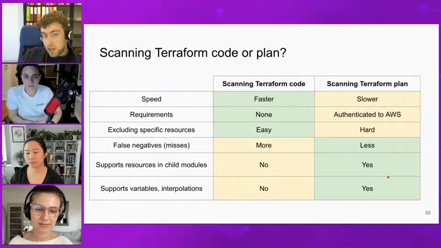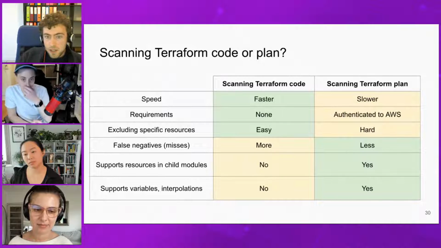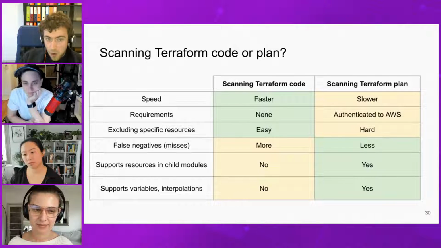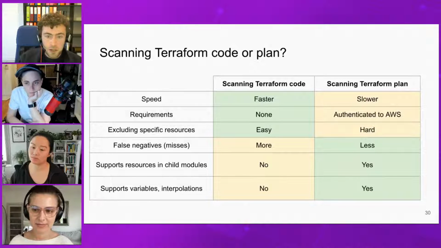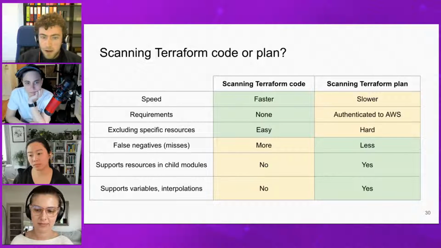Summing up, do we want to scan the Terraform code or the plan? Well, obviously, it depends, as always. Scanning the Terraform code is going to be faster. We don't have to be connected to AWS. We don't even need an internet connection. But scanning the Terraform plan will allow us to detect more things that we couldn't have because of interpolations and because of chaining modules.